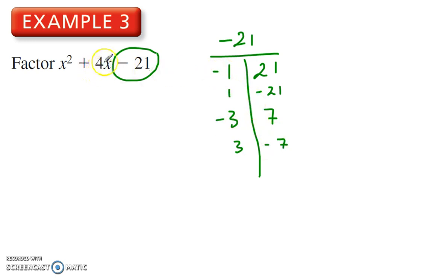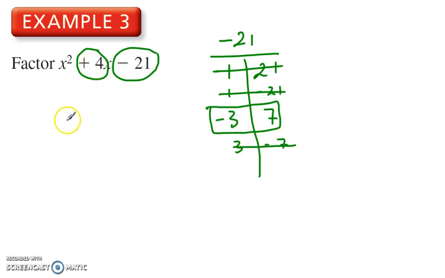We know to get 4, we can't use 1 and 21. So those are out of the running. 7 minus 3. There we go. That's the winner. 3 minus 7 will give us negative 4. All right, so it's x minus 3 times x plus 7. And there we have it.